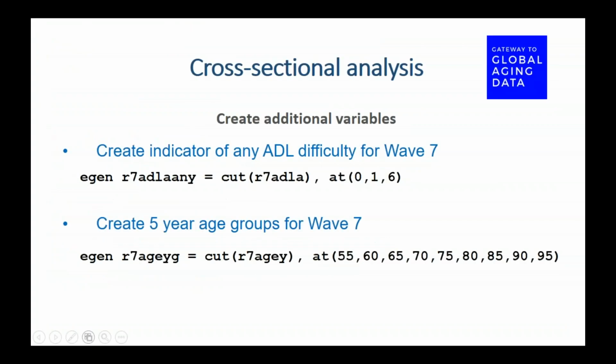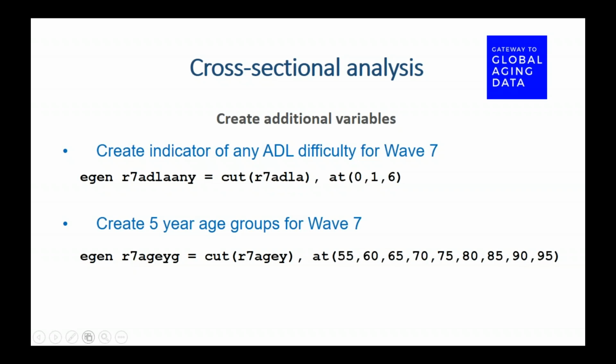In our next step, we're going to create some additional variables. So we're going to create an indicator of any ADL difficulty. As I mentioned, we have this summary variable, and you could look at the Harmonized SHARE codebook and find out more about that. But that summary variable, because we have 5 ADLs, basically ranges from 0 to 5. So whether you have difficulty with none of the ADLs or all of the ADLs. And we're going to make a binary variable of whether you have difficulty with any of those ADLs.